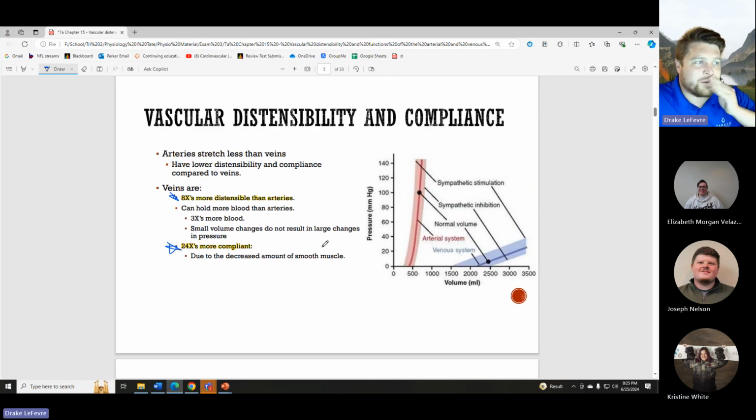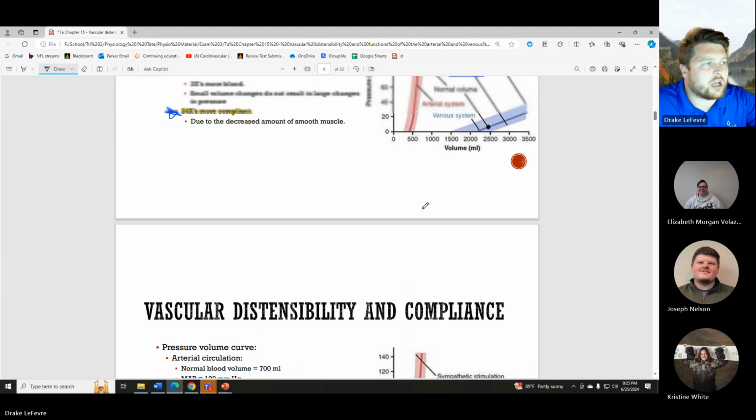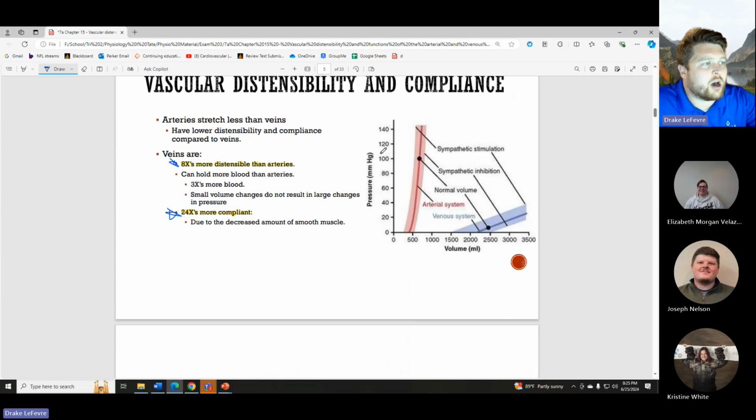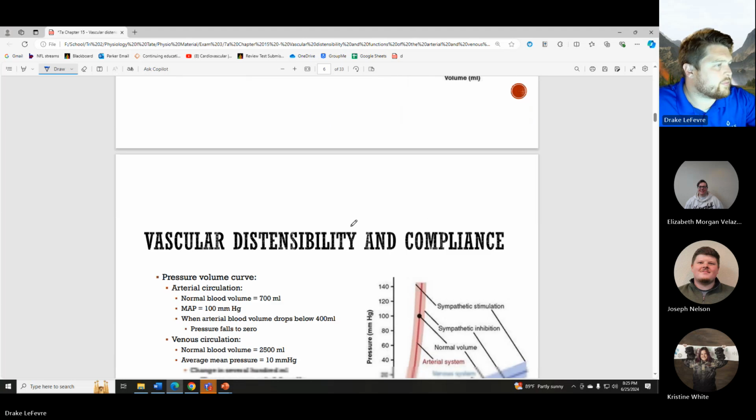Okay, and that's why we see here the sympathetic stimulation. Pressure goes way up in the arterial system. It doesn't have as much effect in the venous system. It goes up a little bit because there's less smooth muscle in the venous system. So a lot of our control is going to come from the arterial side of things.